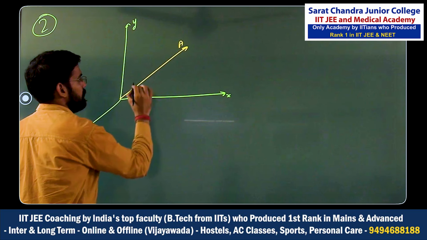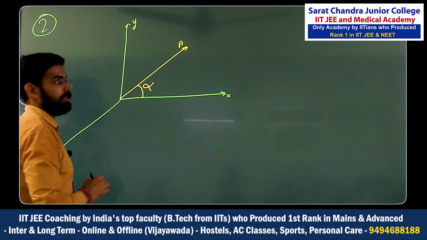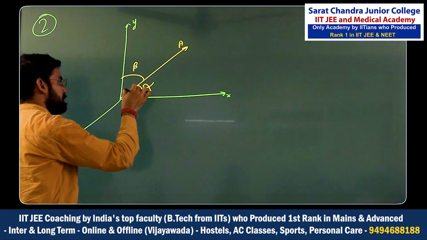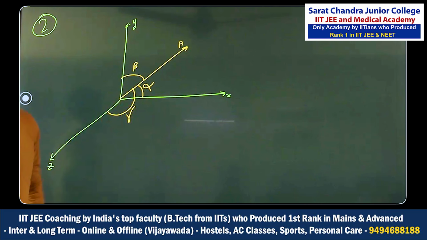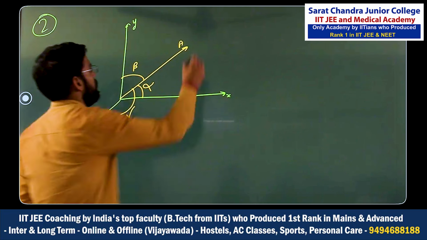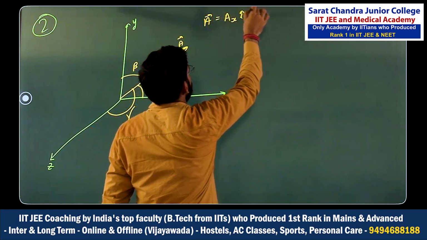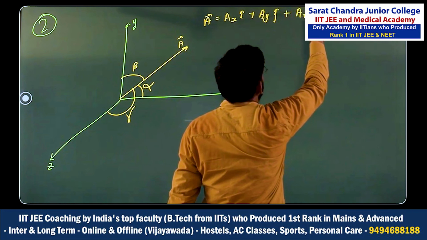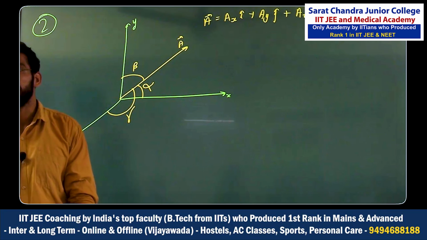The angle this vector makes with the x axis is alpha. The angle it makes with the y axis is beta. And the angle it makes with the z axis is gamma. Understood? Can you find alpha, beta and gamma? That's the question. Given that A vector is defined as ax I cap plus ay J cap plus az K cap, can we find alpha, beta, gamma? How?